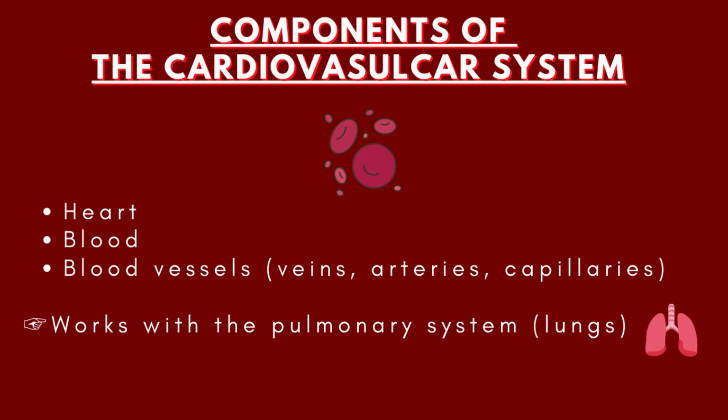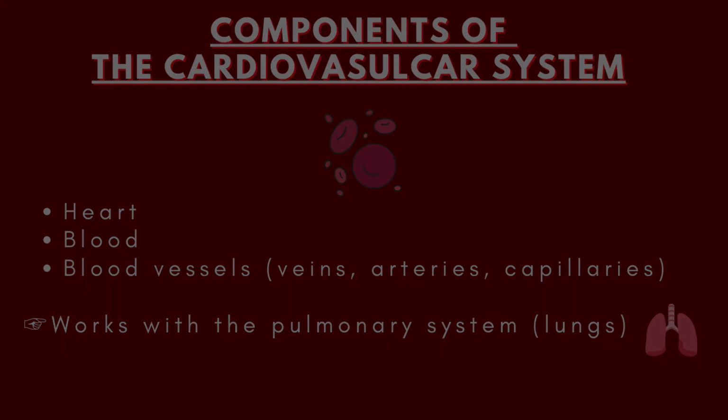The cardiovascular system is a crucial part of your body. Without it, we wouldn't be able to live. It's made up of your heart, blood, and blood vessels. The blood vessels consist of arteries, capillaries, and veins, which I'll discuss more later. The cardiovascular system works together with the pulmonary system to oxygenate blood before sending it to the rest of the body. Without the help of our lungs, blood would be useless, as it wouldn't be able to supply our body with oxygen.